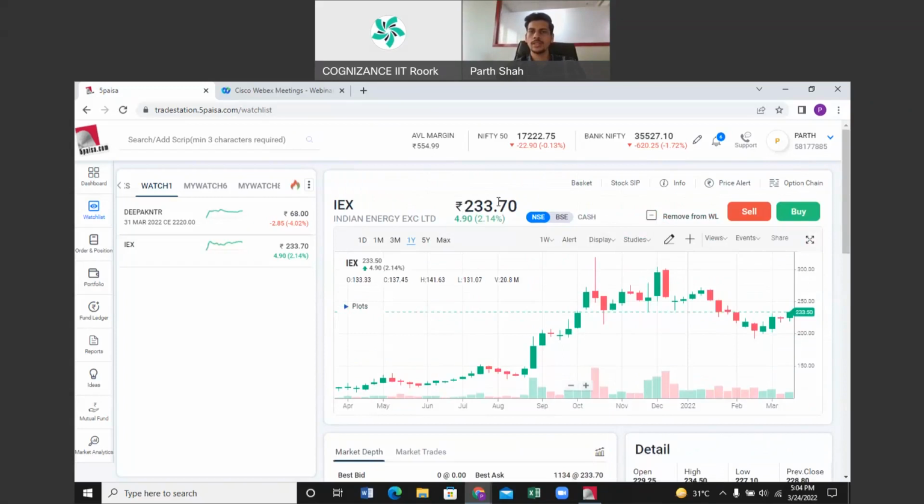If you see here, this is the last traded price, this is the actual rupee change which has happened from the previous closure till date. Then this is the percentage, basically the day's percentage change as compared to the previous closure. So this shows that the IEX stock has advanced by 4.9 rupees as compared to the previous day's closure, by 2.14%. We have given the functionality to add or remove the stock from the watch list here. You can just click here to add or remove.